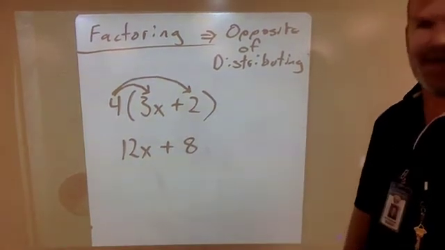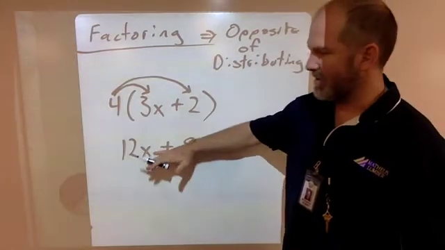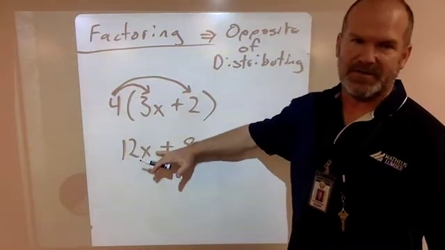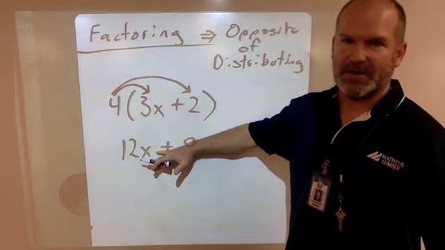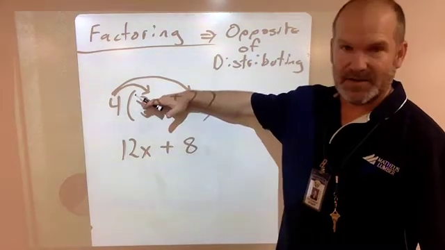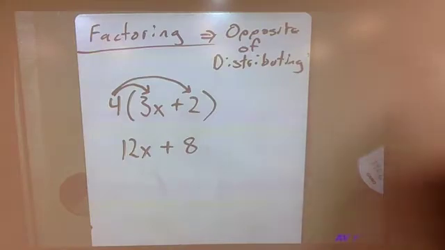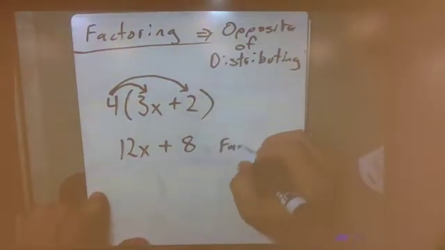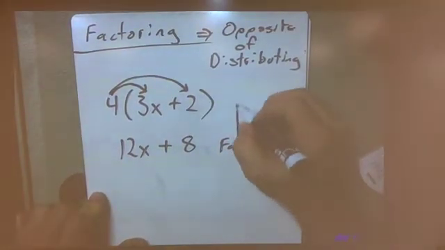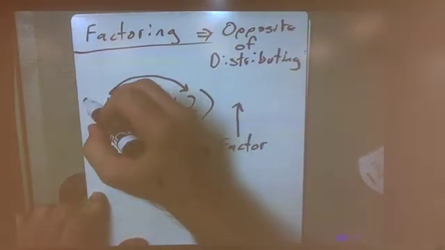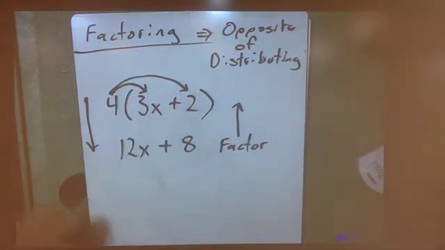So when you have to factor, you're going to start here. You're going to have a problem that looks like this, and it's going to say factor it, and you're going to have to end up here. So factoring starts here and works backwards. Distribute starts here and works that way. So they go in opposite directions.